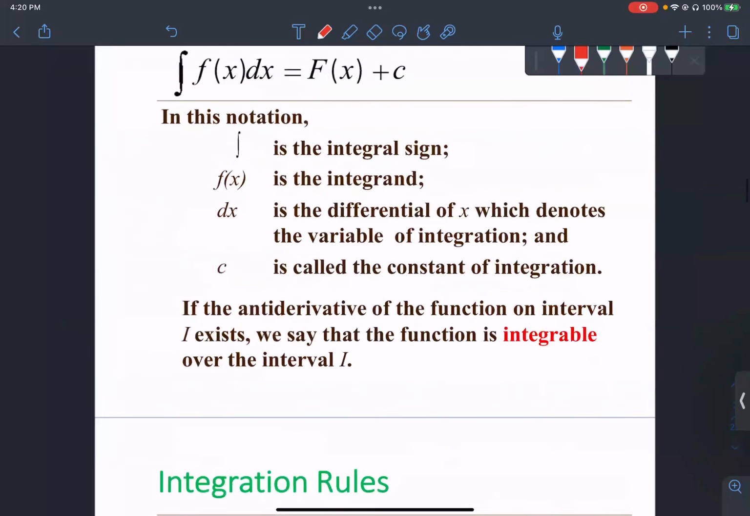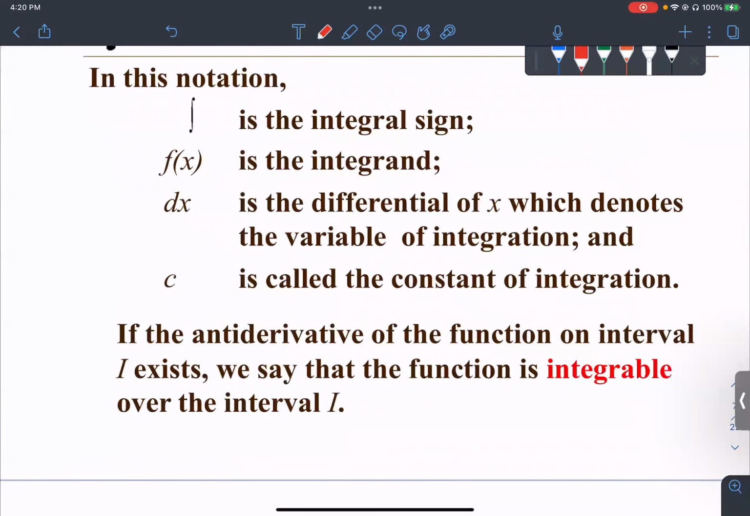So ayun, di ba? We have that one as the integral sign. f of x is the integrand. dx is the differential of x, which denotes the variable of integration. So doon natin malalaman, what would be the variable that we are integrating to? Kung dx yan, ibig sabihin, we integrate it with respect to x. With dy, we differentiate it with respect to y. And then c would be the arbitrary constant, or the constant of integration.